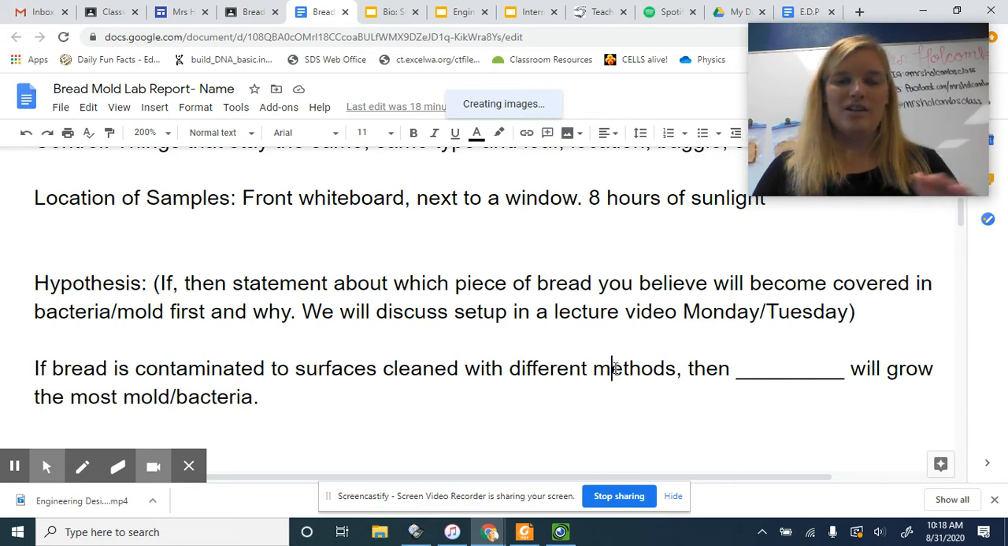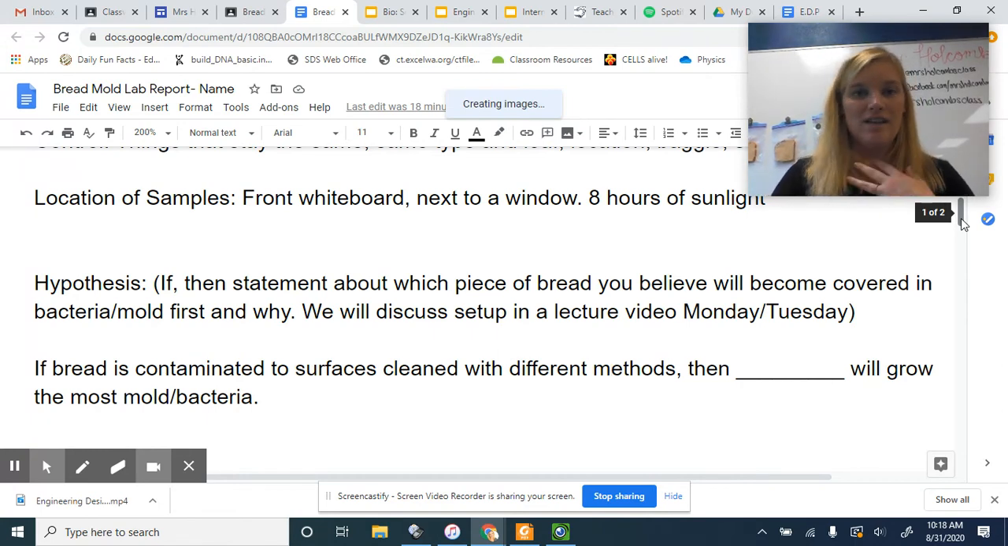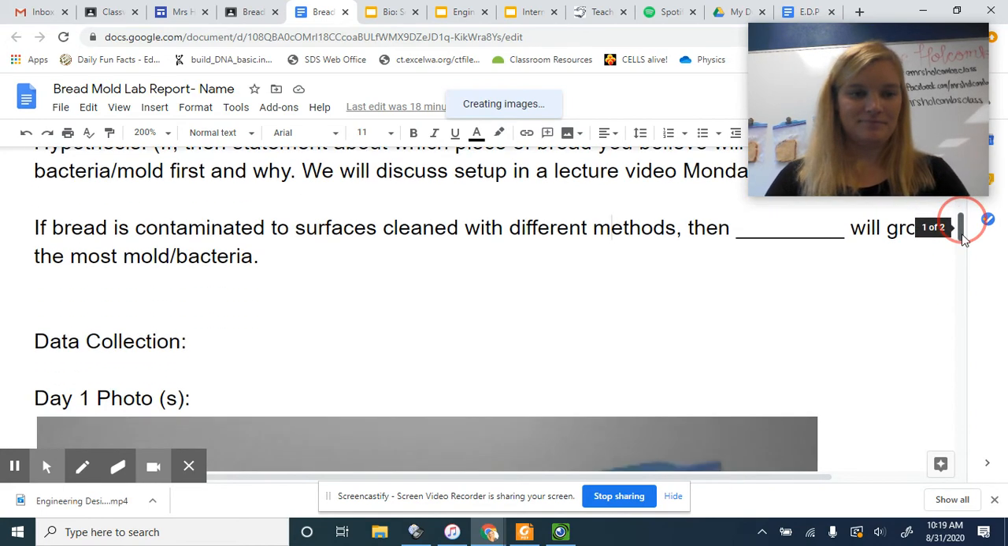Now remember, there is no right or wrong as a hypothesis. It's just an educated guess. So we're just trying our best to see what we think is going to happen so that we can learn from it, because that's the whole point of science, is learning and understanding.